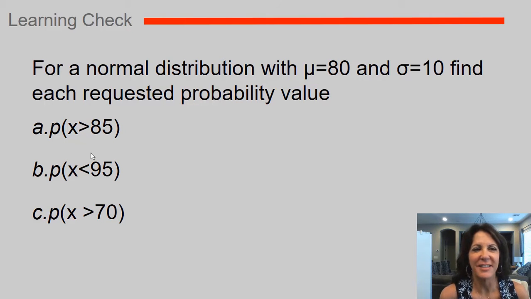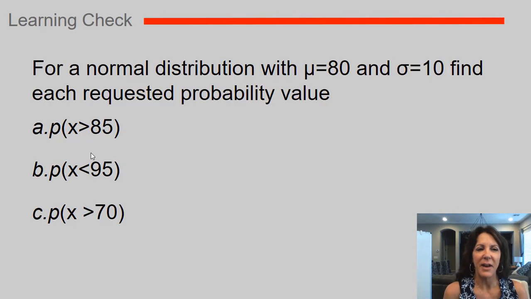Let's do some learning checks. I would like you to try these on your own, pause the computer, and then come on back and check your work. For a normal distribution with a mean of 80 and a standard deviation of 10, find each requested probability value. So we don't know what these scores mean for these learning checks. We're just looking at different numbers in relation to a normal distribution.